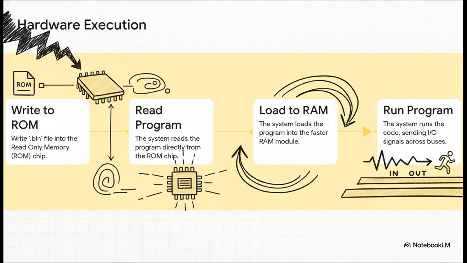Finally, once your code is perfectly tested and verified, we have this exact 4-step process for taking it live. First, you take your compiled binary, the .bin file, and physically write it into a read-only memory or ROM chip. Second, upon boot, the microprocessor system reads your program directly from that ROM chip. Third, the system loads that program into the much faster RAM module. And fourth, the system finally executes your code, sending your IN and OUT signals dancing across the physical buses.